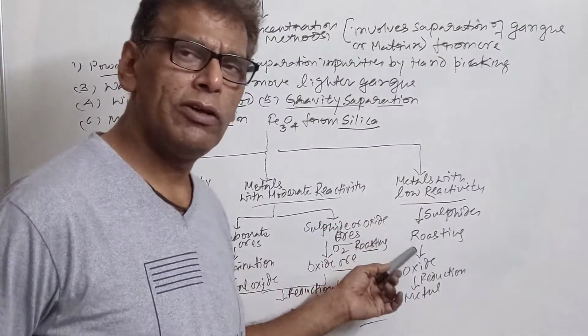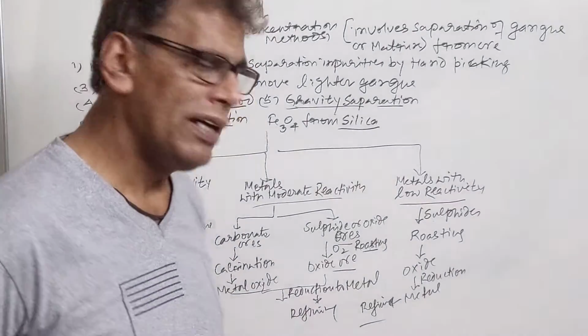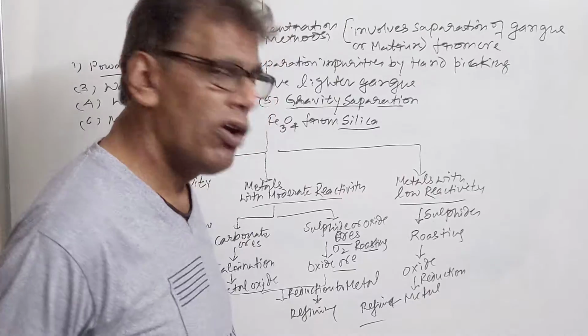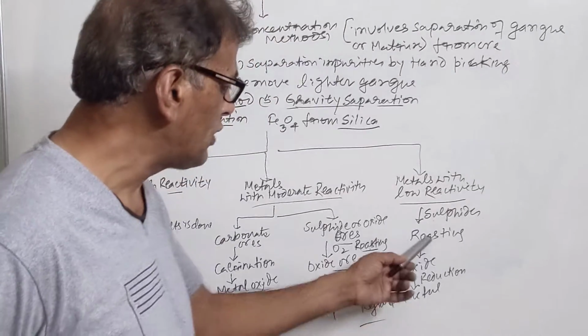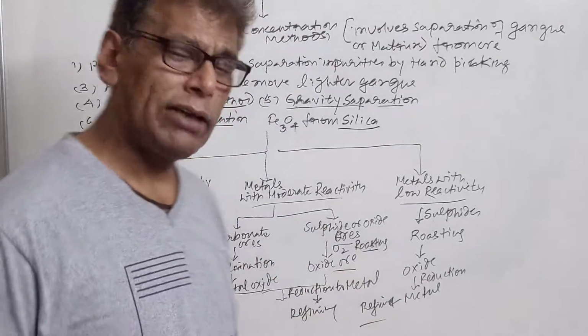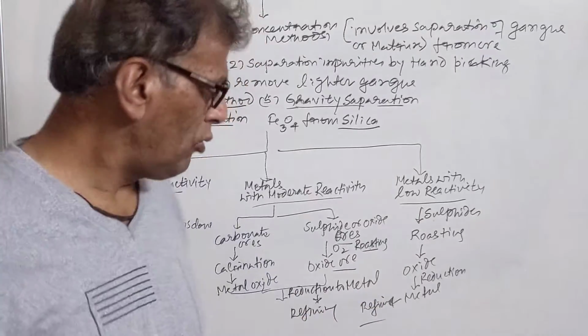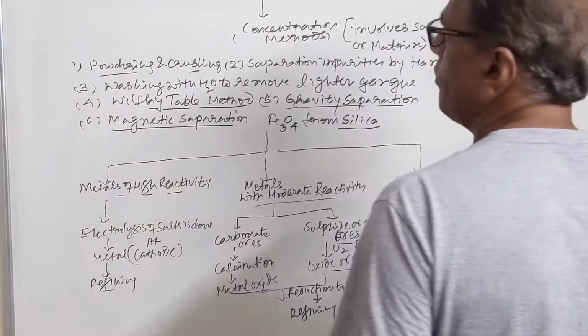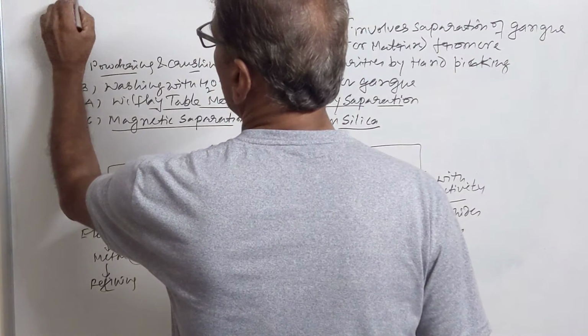Similarly, we have the metals of low reactivity. These metals are found either in the native state or as a sulfide ore. If they are in sulfide form, they are roasted first of all to get oxide ore. Oxide ore is reduced electrolytically or by other methods to get the metal. And now these metals are subjected to refining. The refining is of many types.